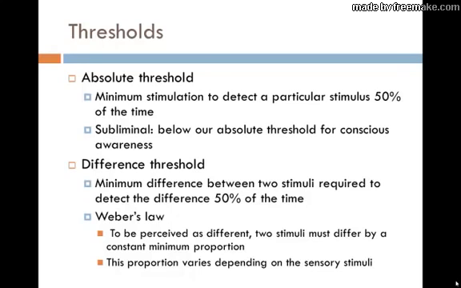A good example might be something that's so quiet that we can't hear it, but it is actually still producing sound. Then you turn it up a little bit and you start to be able to hear it at least 50% of the time. Now it's above your absolute threshold, and so it's something that you're going to detect.